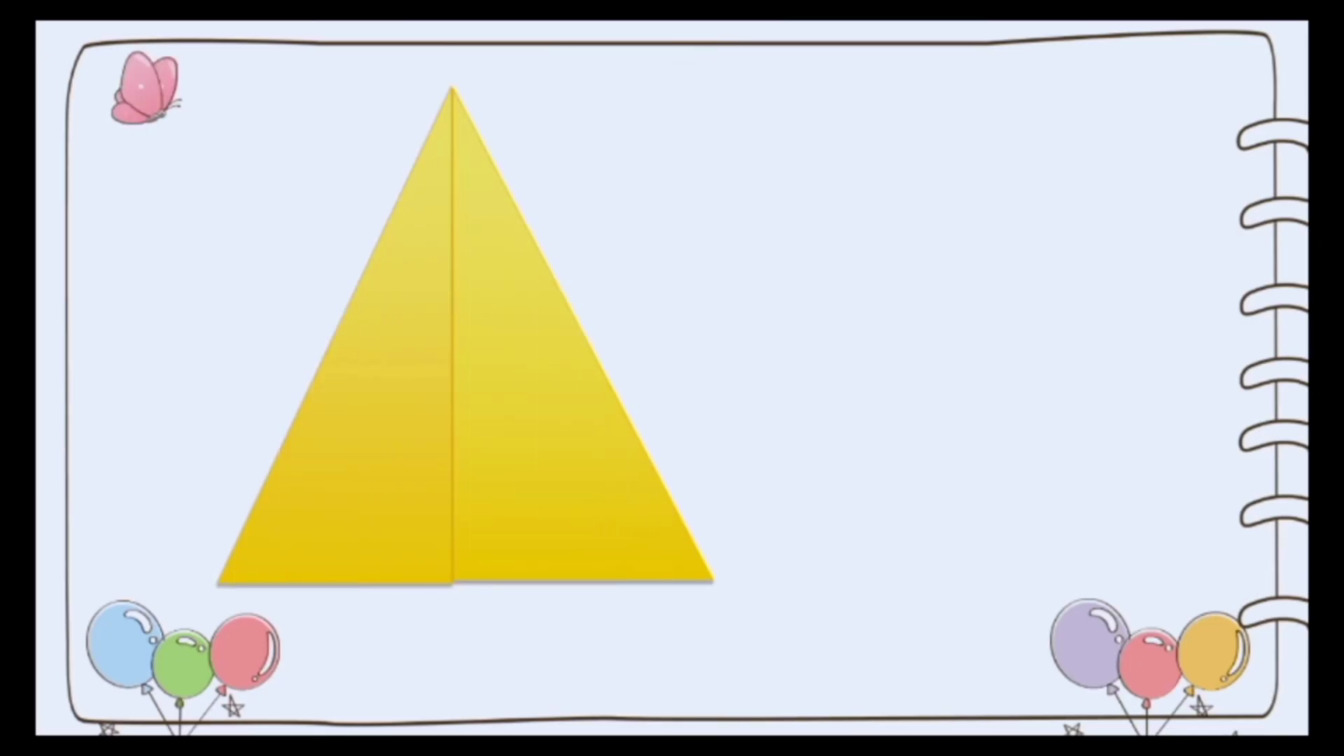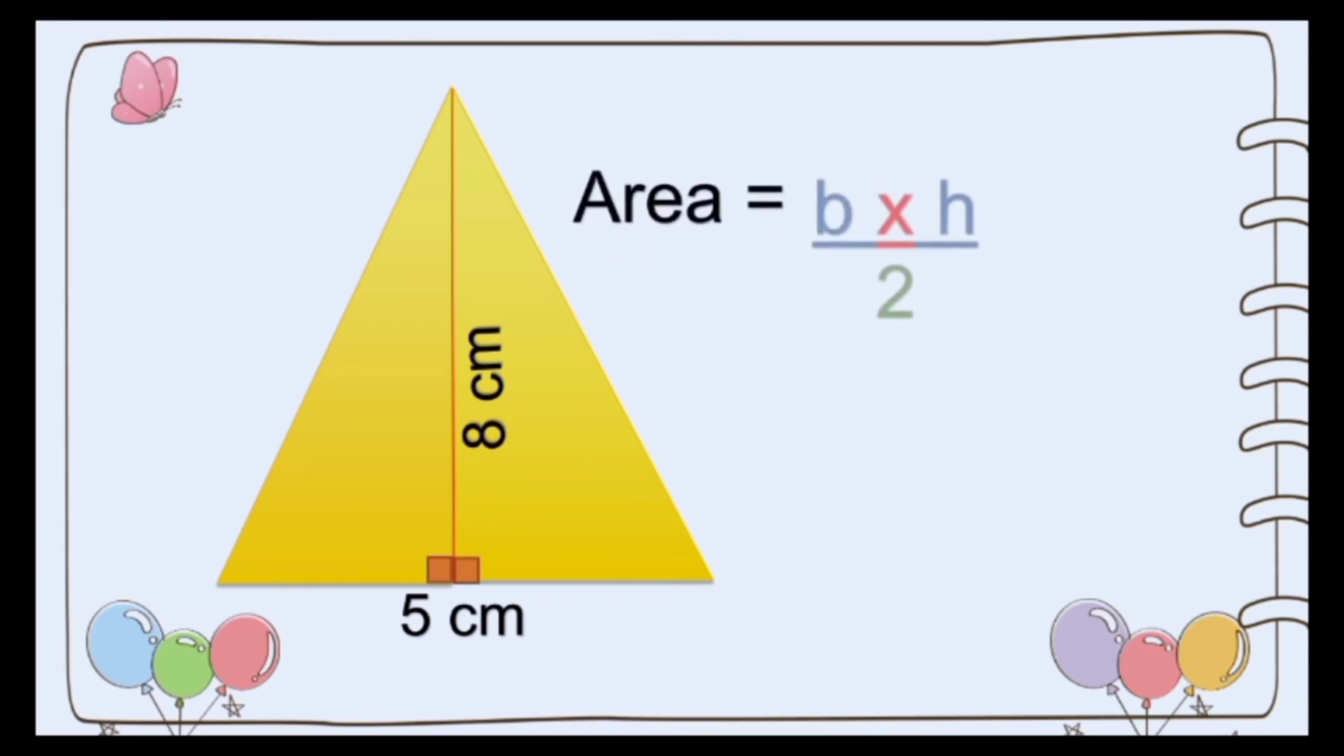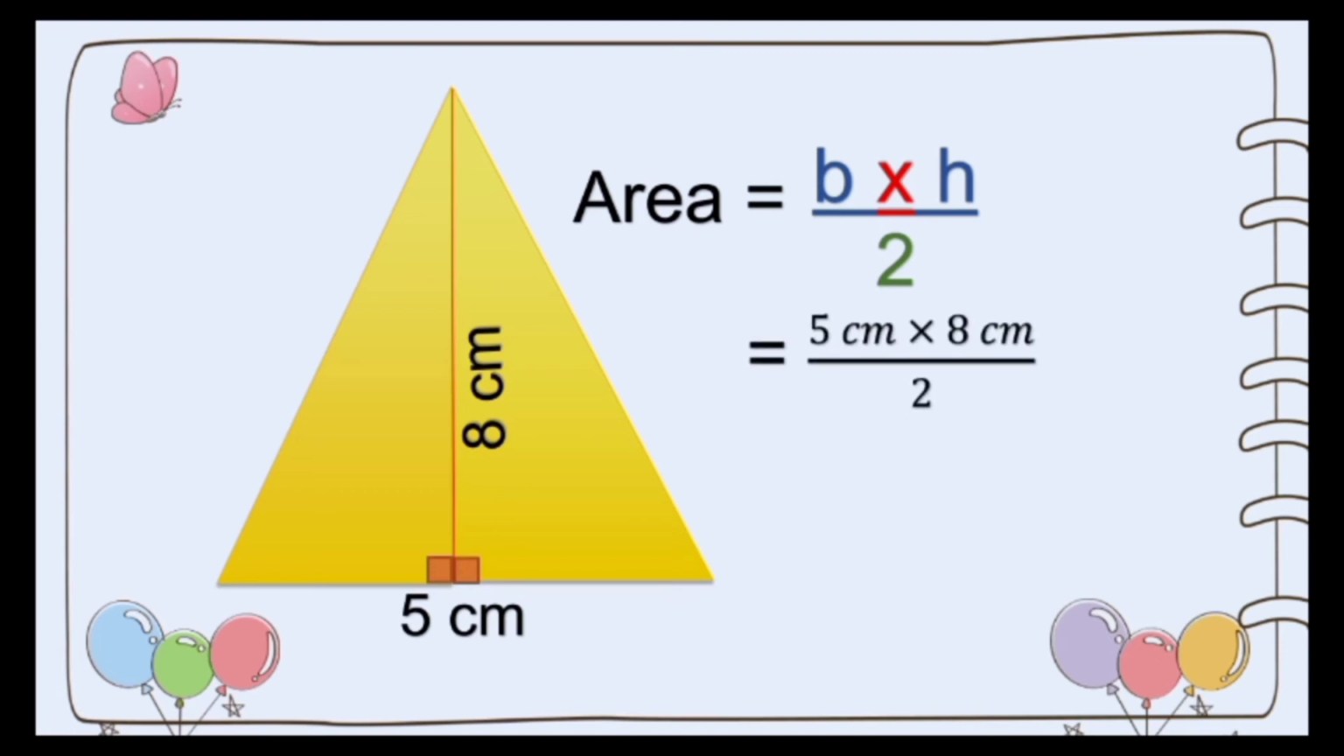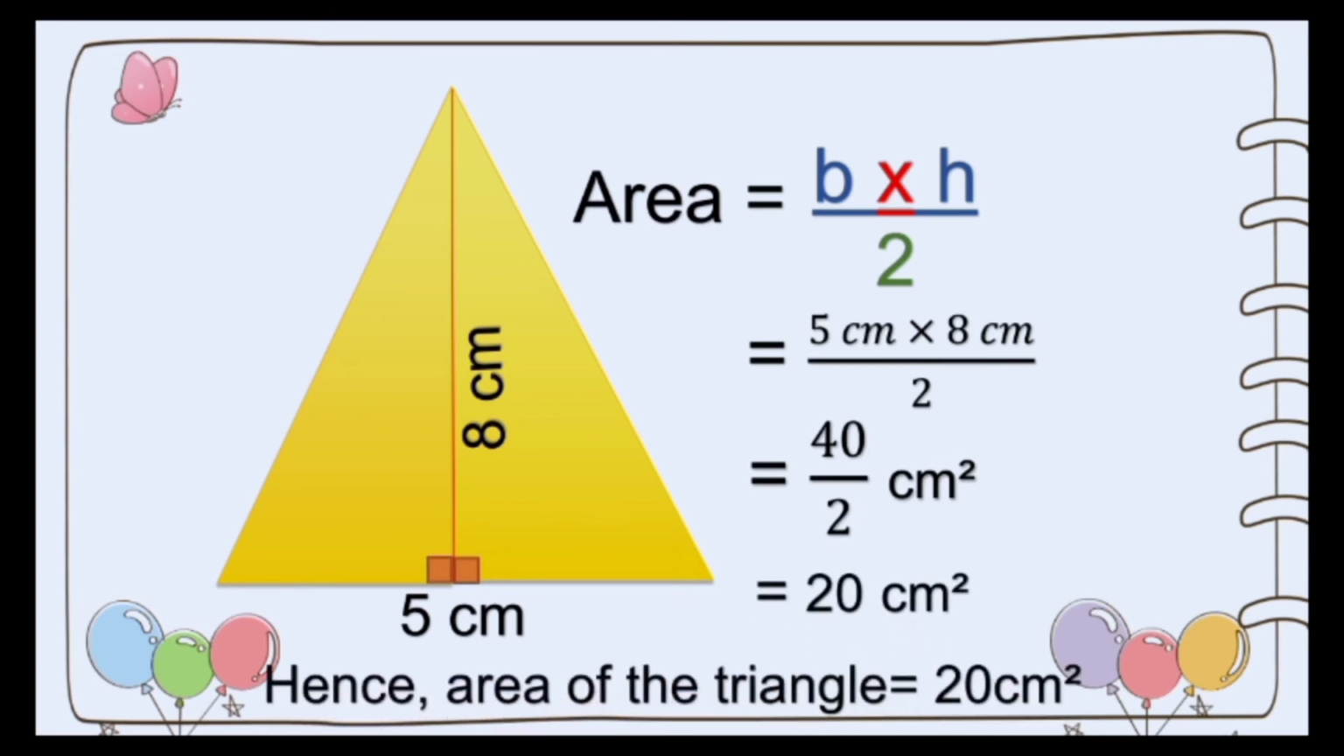Now consider a second example. It is not a right angle triangle. Here, the base is 5 cm and height is 8 cm. As we know, the area of a triangle is base times height divided by 2. So 5 cm times 8 cm is 40 cm squared. Divided by 2, 20 cm squared. Hence, the area of the triangle is 20 centimeters squared.